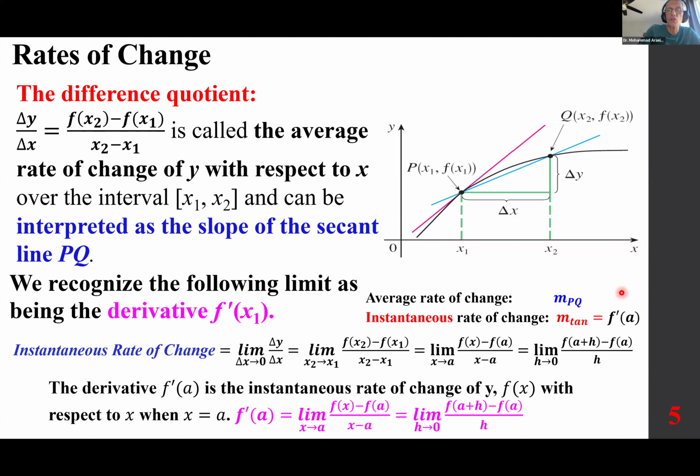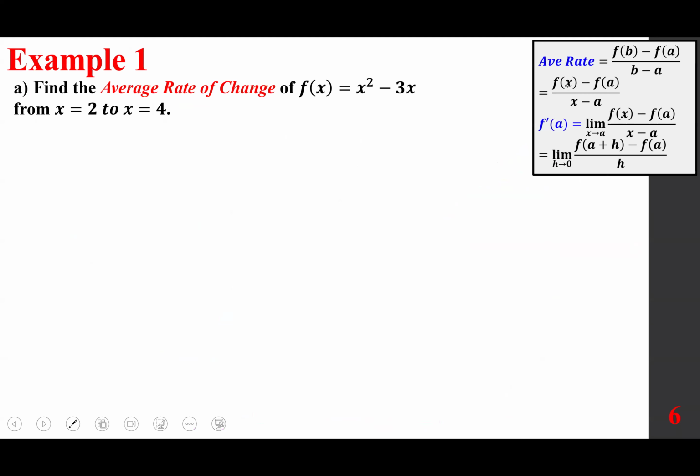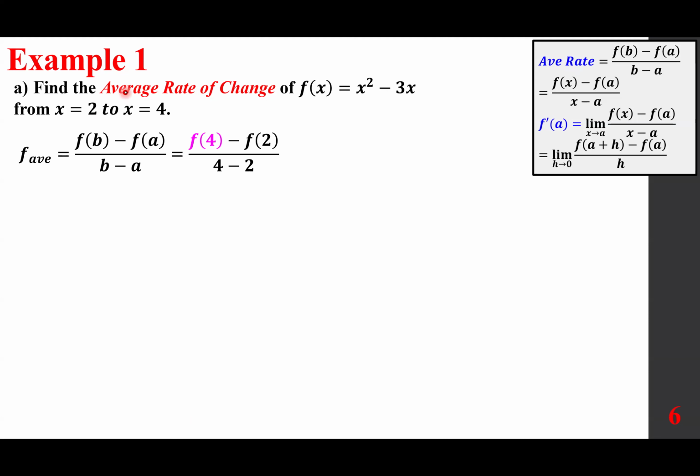Average rate, the slope of a secant line. Instantaneous rate, the slope of a tangent line at a specific point. Find the average rate of change of f of x equals x squared minus 3x as we go from 2 to 4. So 2 points given, that means average, even if it's not mentioned. So simply put, f average is f of b minus f of a over b minus a. In this case, f of 4 minus f of 2 over 4 minus 2.